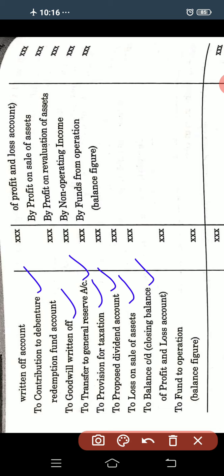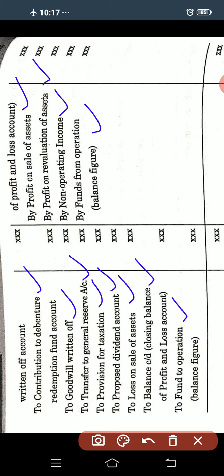Then we have to record the credit items, all those items that are credited to profit and loss account, that is profit on sale of assets, profit on revaluation of assets, then non-operating incomes. Then if there is a difference, if the debit side difference comes, then it is considered as the fund from operation. If the credit side balancing figure or difference comes, then we have to record it as funds from operation. So like that we have to calculate the funds from operation with the help of the second method, that is the calculation of profit and loss adjustment account.